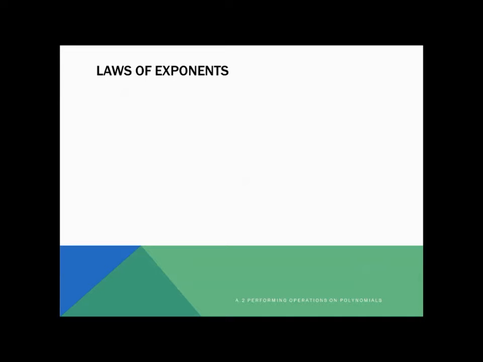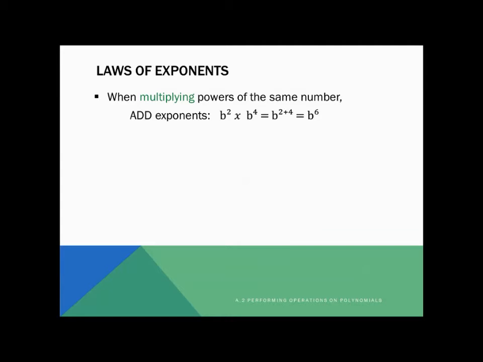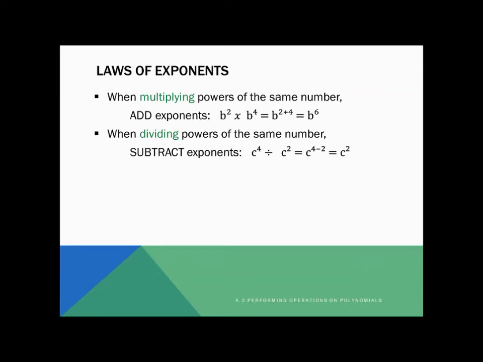Okay, quickly, laws of exponents. When you multiply powers of the same number, you add the exponents. So here we have 2 terms that have the same variable, b. So you can combine these terms. b squared times b to the 4th power would be b to the 2 plus 4, which would then be b to the 6th power. When dividing powers of the same number, you subtract exponents. c to the 4th power divided by c squared equals c to the 4 minus 2, c squared.